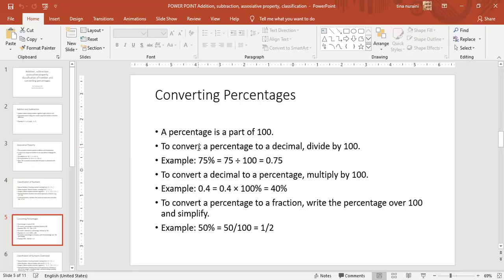If you want to convert a decimal to a percentage, multiply by 100. For example, 0.4 times 100%, the result is 40%. Now, if you want to convert a percentage to a fraction, put the percentage over 100 and simplify. Then for example, 50 over 100, I mean the result of 50 divided by 100 is 1/2.